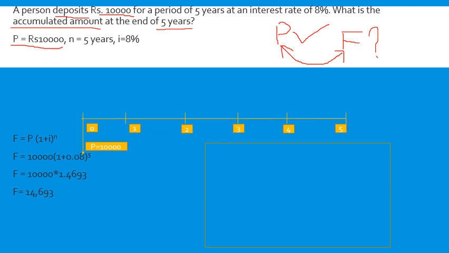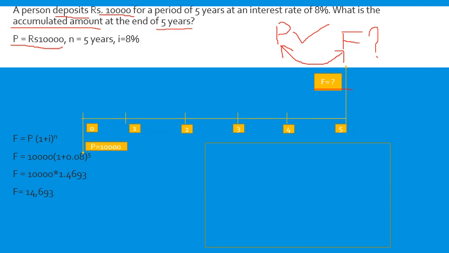Now what will happen? What is required? F is required. When is F required? At the end of 5 years. How do I represent that? I represent it like this. See here, what is F after 5 years? So what is given? P is given.